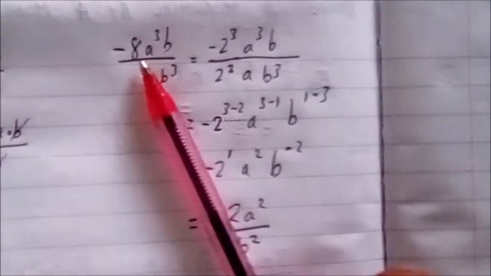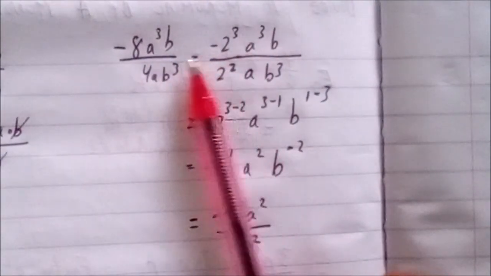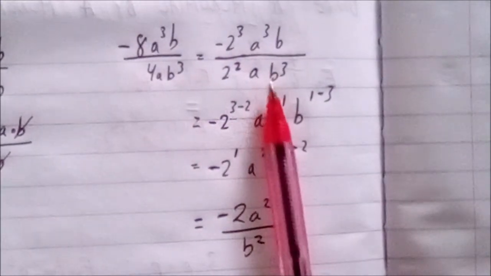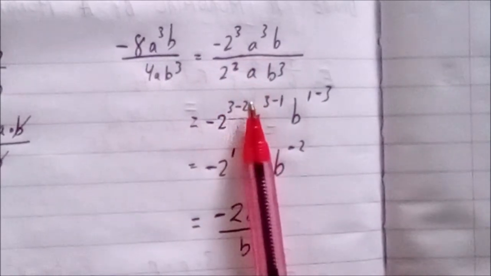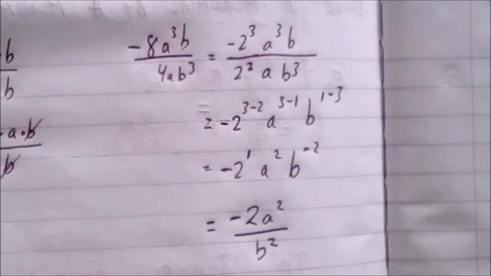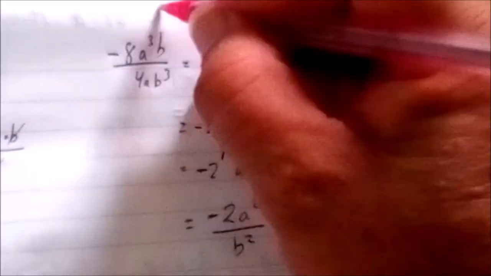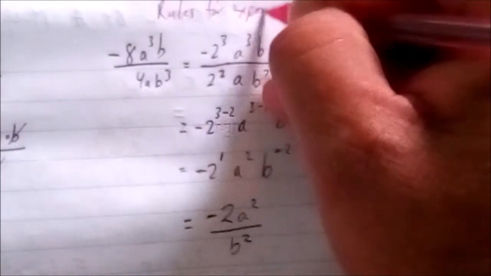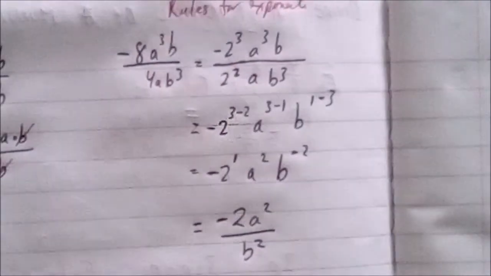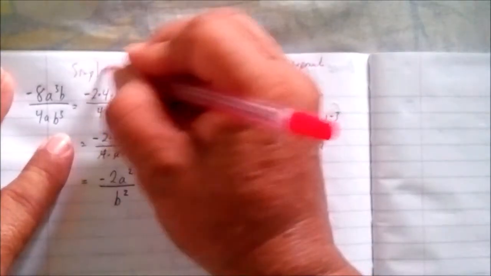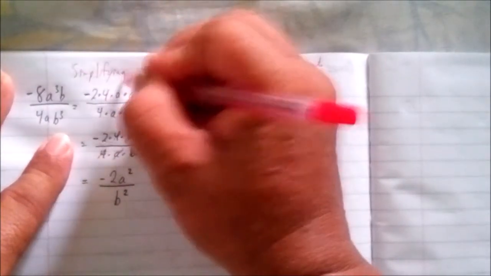We took the 8 and broke it down to a base, and we kept the variables. Then the 4, likewise, we broke it down to a base, and then we applied the laws of indices or exponents. So one method is by rules of exponents, and this is simplifying fractions.